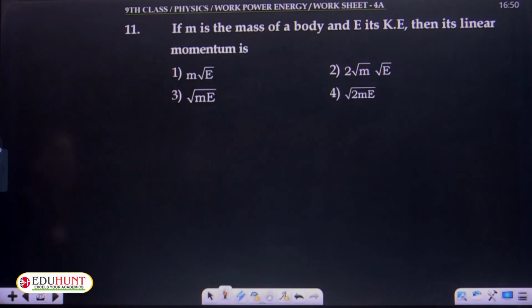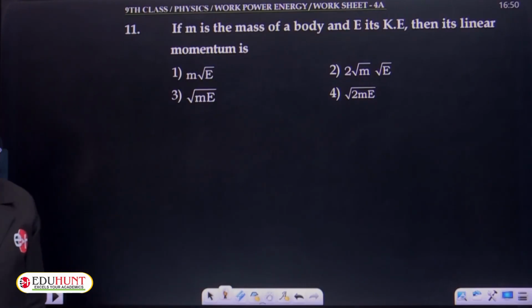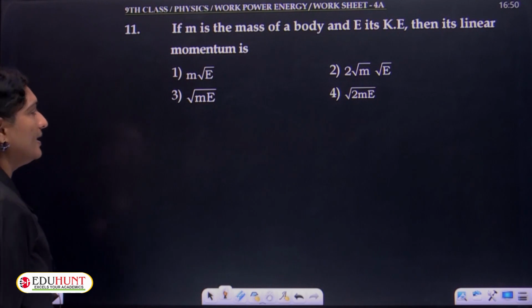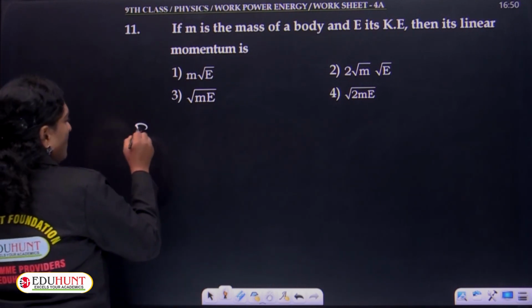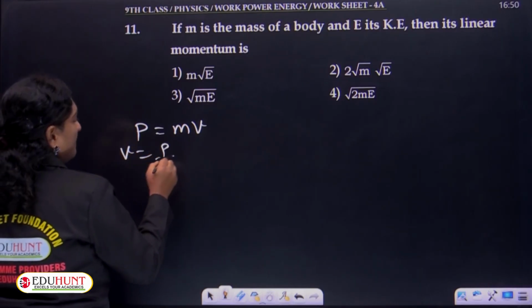So moving ahead with the next question, children. If m is the mass of a body and E is kinetic energy, then its linear momentum is... Again, the same formula, children. So whatever we have found earlier, the momentum formula is mass into velocity, or velocity equals P by m.